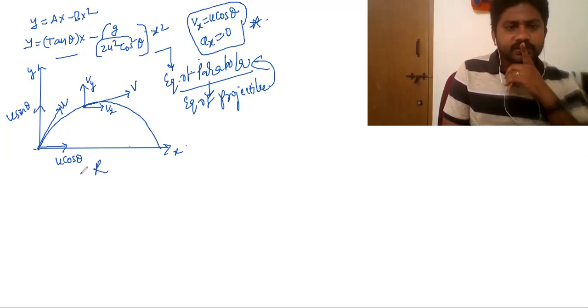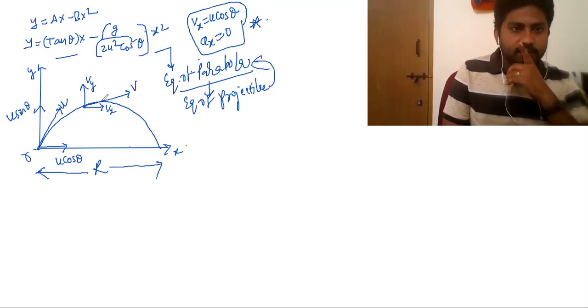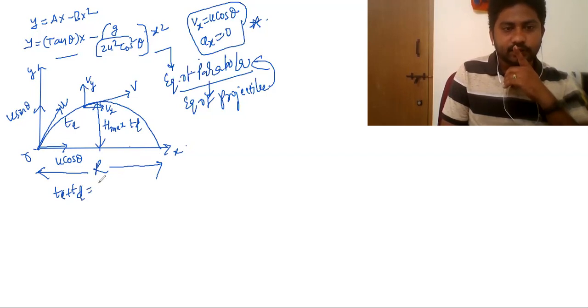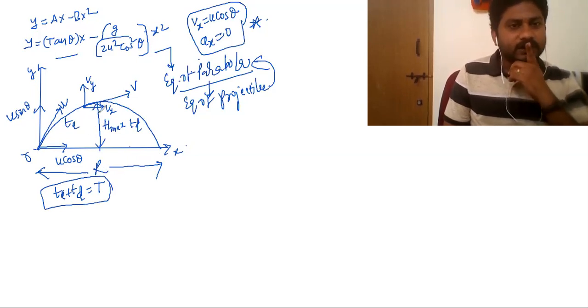Now, what I have told you just now, there is a range of a projectile. The maximum horizontal distance traveled by the body is called the range from this origin. And this is the maximum height of a projectile. And time of ascent and time of descent, to and from the maximum height. So time of ascent plus time of descent is equal to time of flight. These three things we'll be discussing in the next classes. What I wanted to tell you is the importance of this equation.